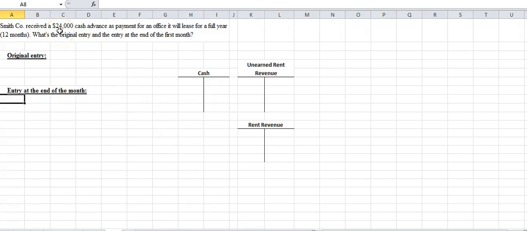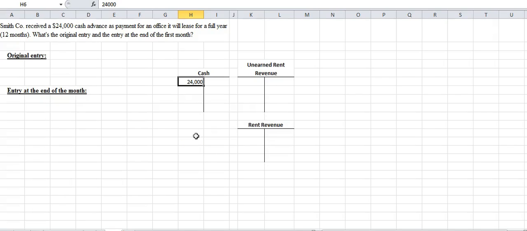You received $24,000 in cash, right? So let's put 24,000 over here. That's what you received. Is that rent revenue? Absolutely not, because you haven't earned it yet. So what is that? If you receive $24,000 in cash, but you haven't earned it yet, you owe somebody $24,000.